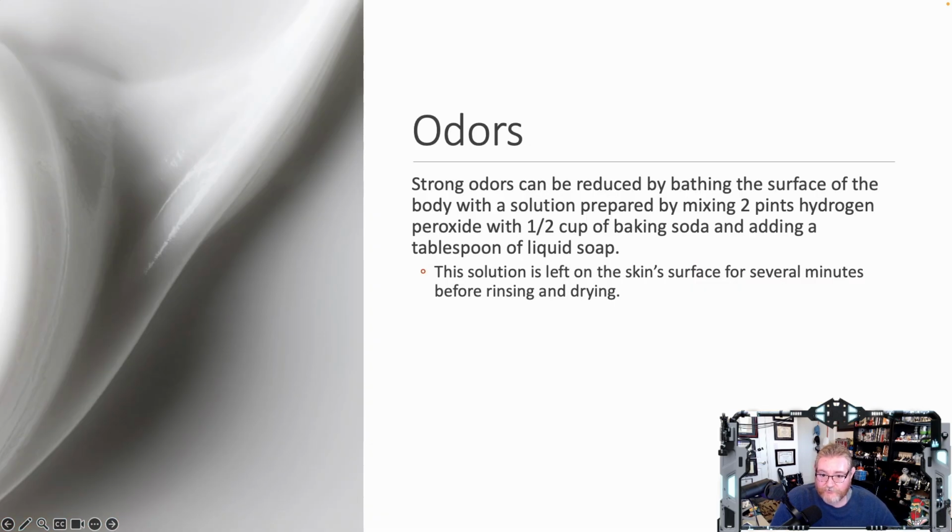Strong odors can be reduced by bathing the surface of the body with a solution prepared by mixing 2 pints hydrogen peroxide with half cup of baking soda and adding a tablespoon of liquid soap. This solution is left on the skin surface for several minutes before rinsing and drying.